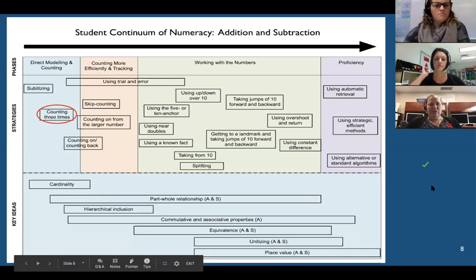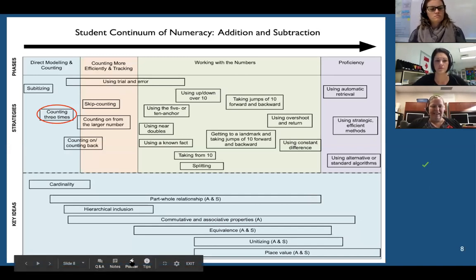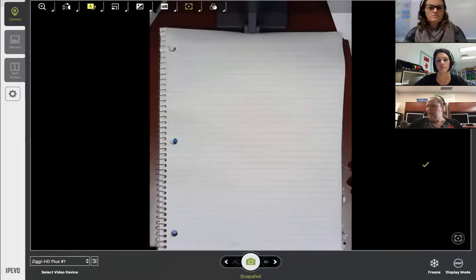All right, so the first strategy that we're going to take a look at is this one over here on the farthest left-hand side of the continuum, counting 3 times. You can see that it falls in this phase here, the direct modeling and counting. So we're going to expect to see the child using direct modeling and counting as they're executing this strategy. So let's take a look and see what it looks like.